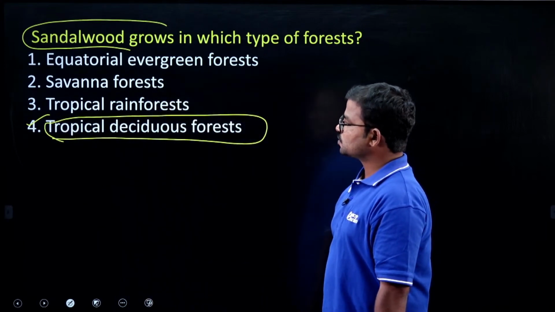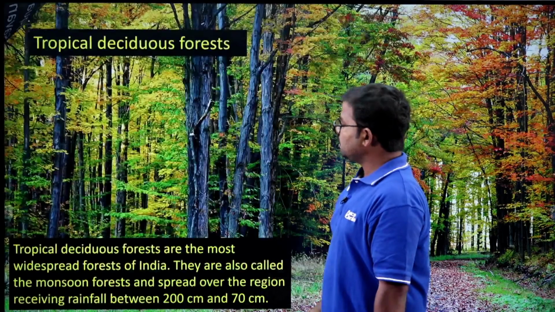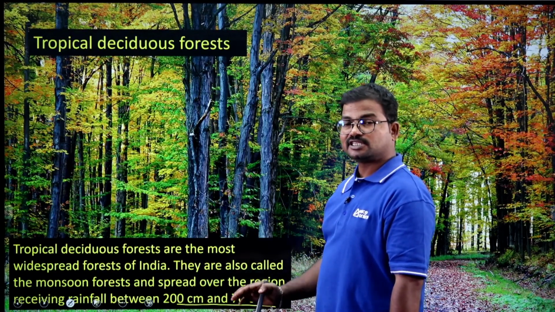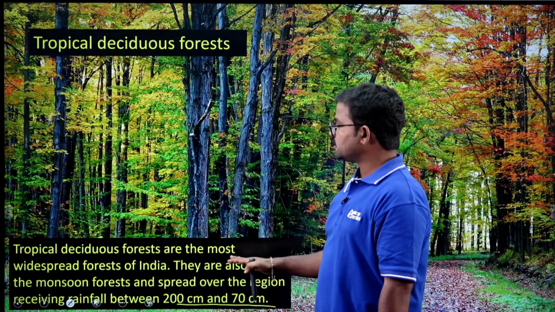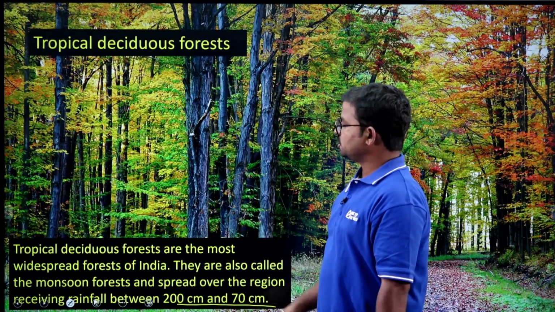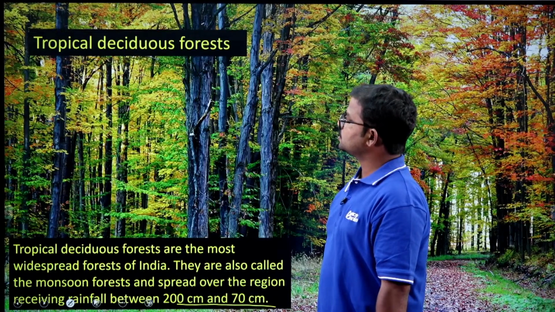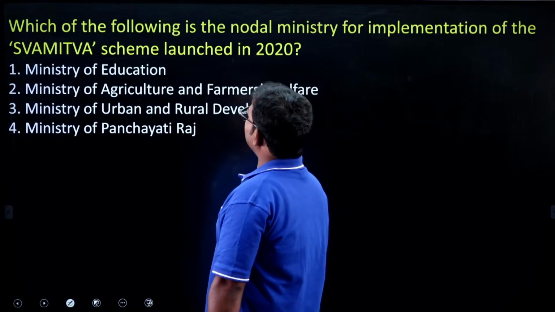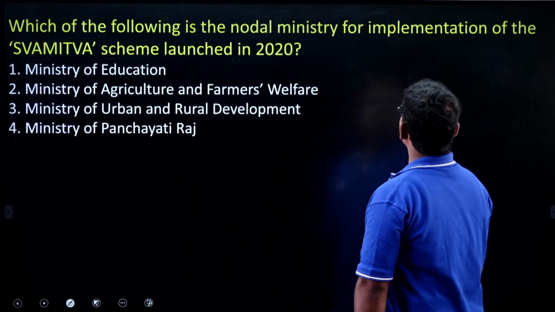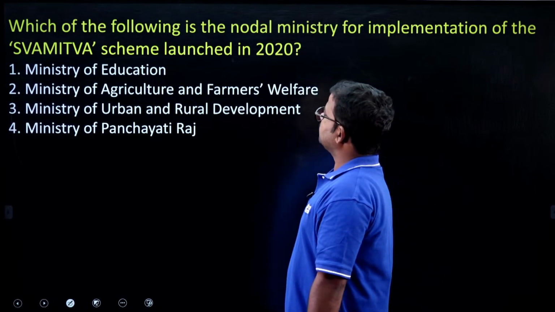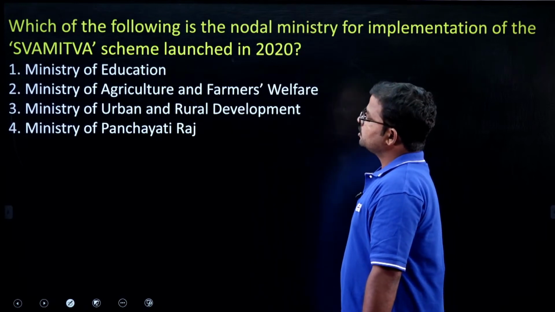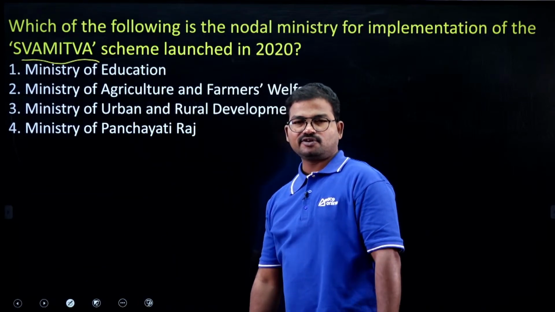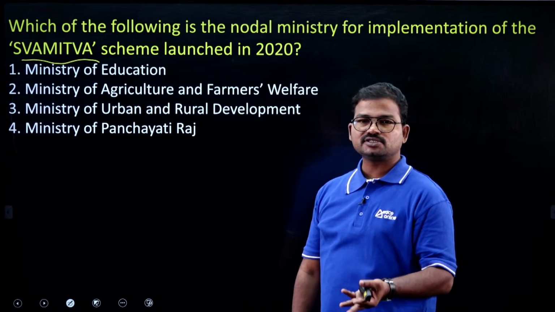What is the speciality of this tropical deciduous forest? Here the rainfall would be between 200 centimeters and 70 centimeters. That's why the temperature level is also lower, na? Because of that, mostly we observe this type of plantation in the tropical deciduous forest. Next one, which of the following is the nodal ministry for implementation of the Swamitva scheme launched in 2020? This program was initiated by the Government of India in 2020 and the project duration is only 4 years.